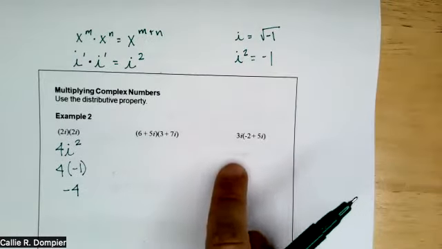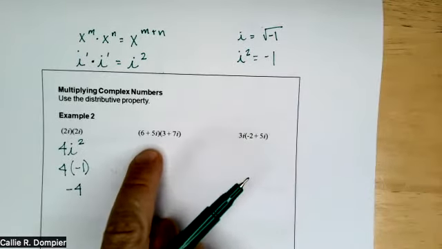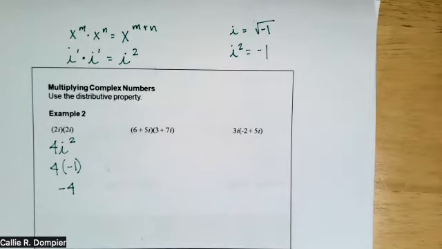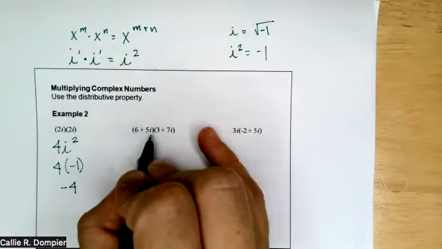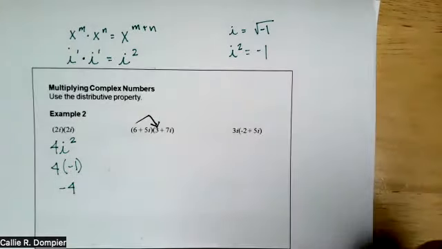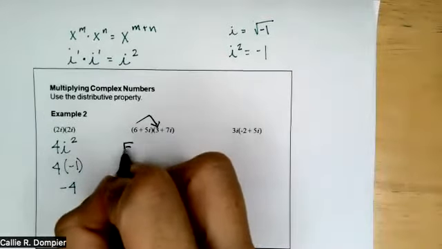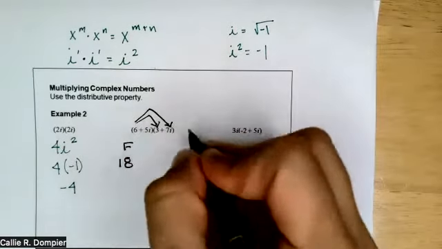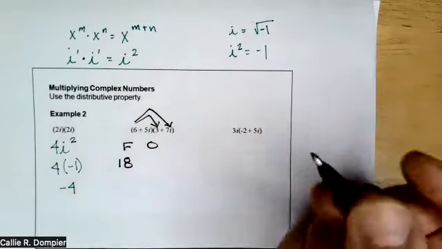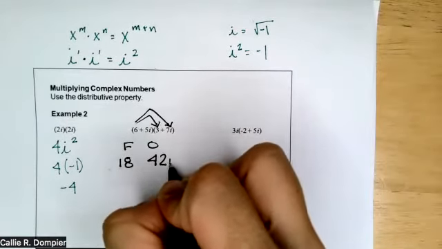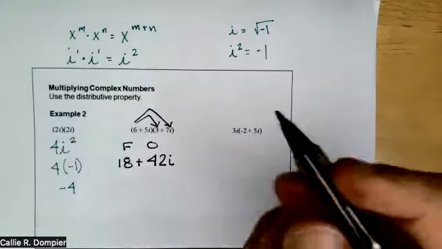Here, I hope you're thinking of two binomials and what we always do with two binomials, which is FOIL them, right? So we have 6 plus 5i times the quantity 3 plus 7i. First would be 6 times 3. 6 times 3 is 18. Outside, 6 times 7 is 42. There's one i. It's a positive, so I'm going to add them.